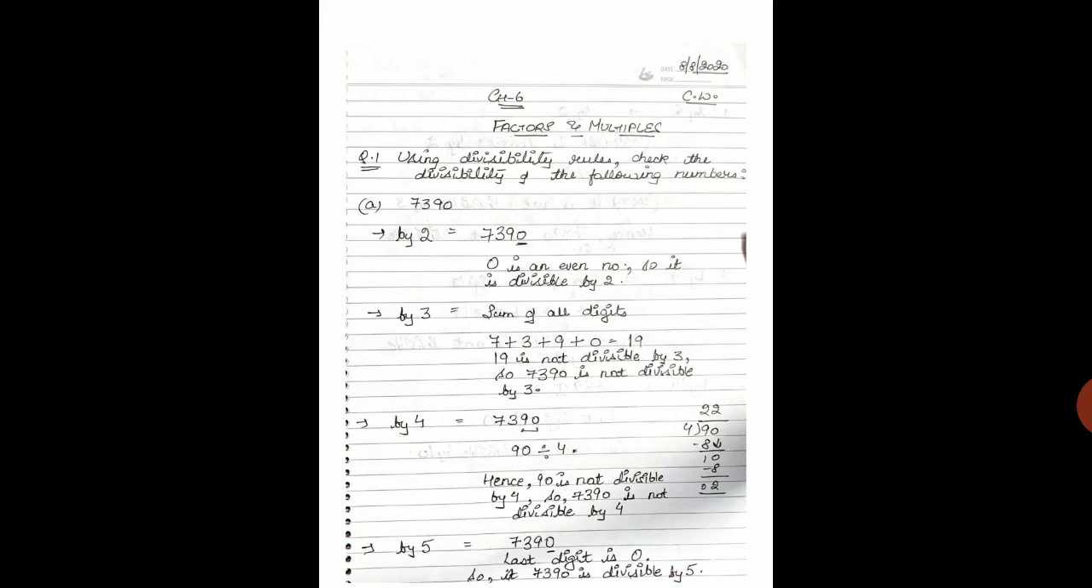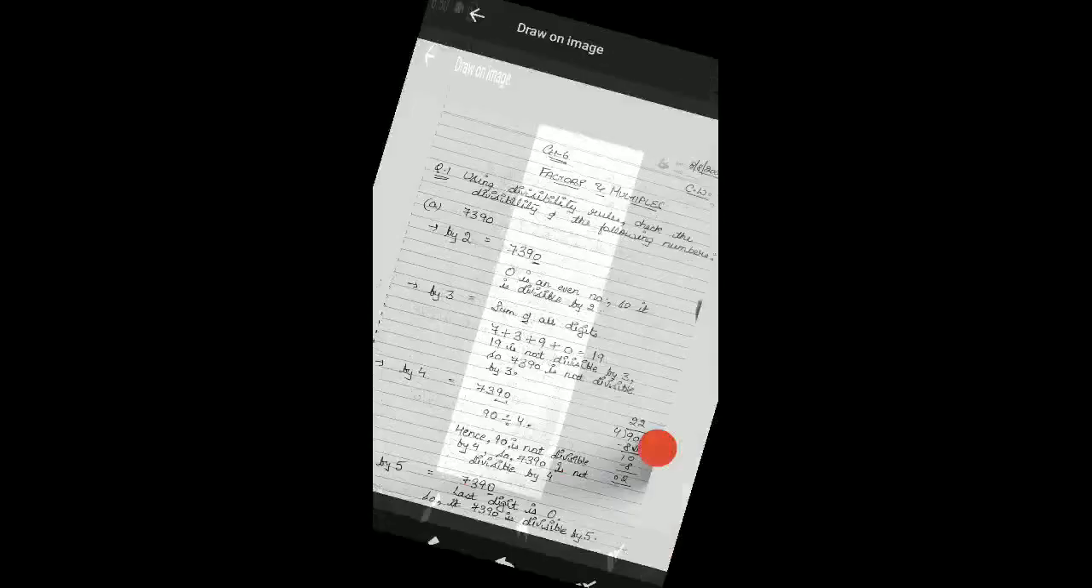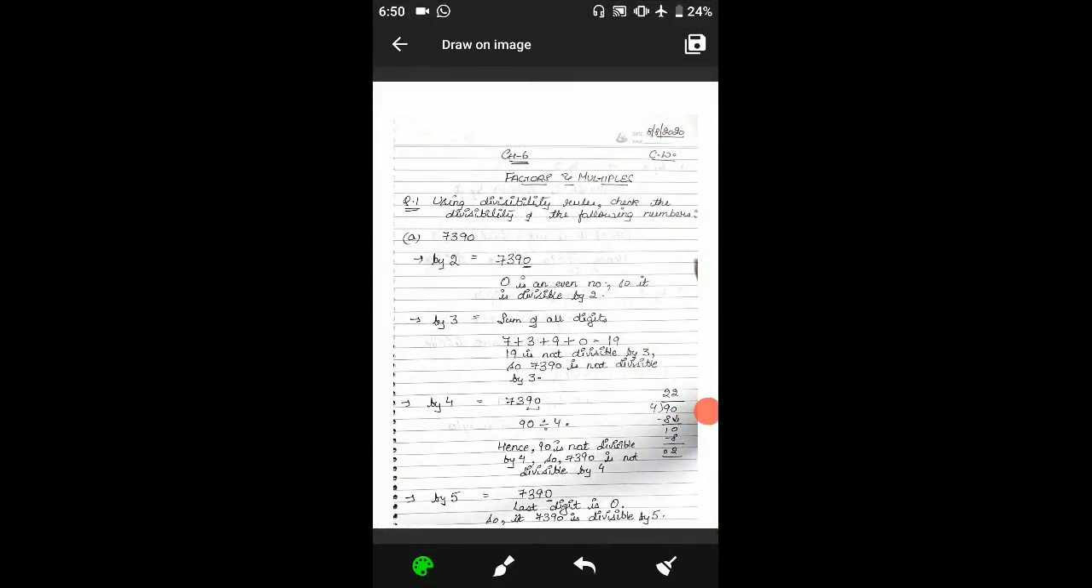Clear? So let's start with the first number, 7390. Firstly, I check its divisibility by 2. For checking its divisibility by 2, I will check the last digit. The last digit is 0, so 0 is an even number. So this number is divisible by 2.